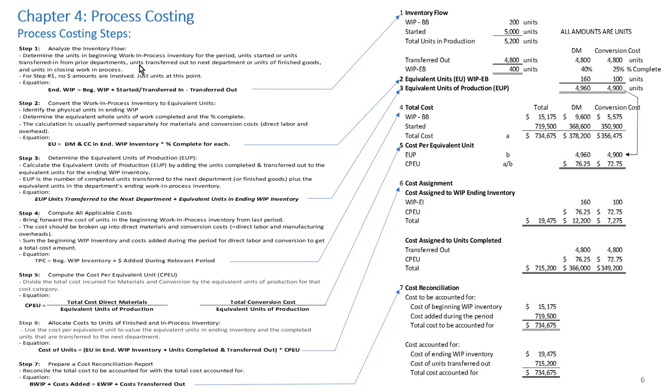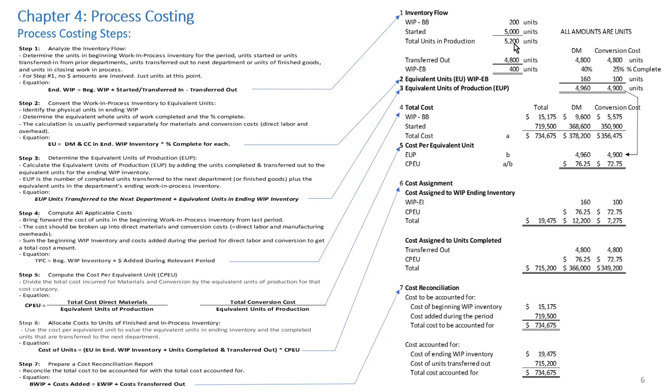The first step is to analyze the inventory flow. We determine the beginning work in process inventory for the period. We add units started or transferred in to get total units of production. So in this case, we had 200 units in the beginning. We started another 5,000 units. So total units of production, 5,200.